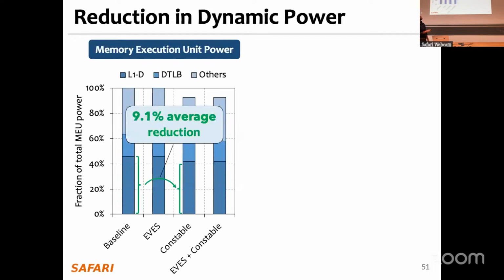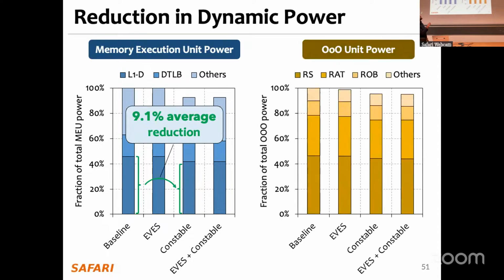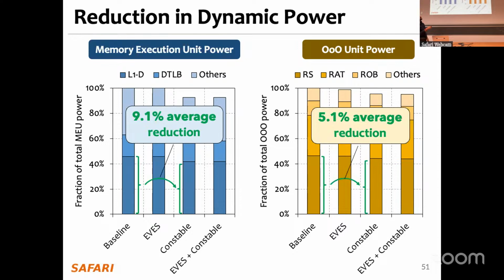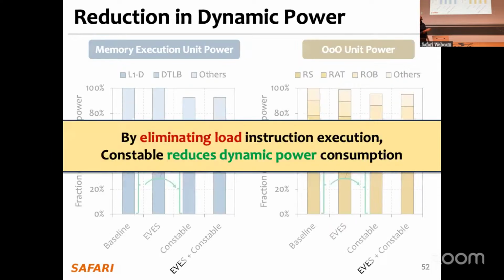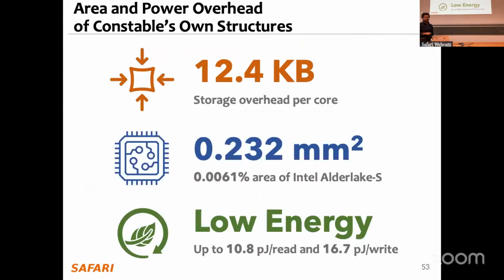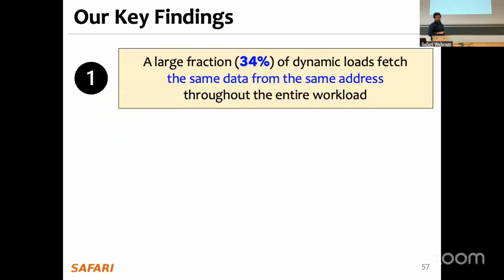And this directly transfers into energy savings. What we are seeing is a reduction in dynamic power. As you can see, the L1 data cache dynamic power gets reduced by 9.1%. Similarly, the reservation station, which is the prime factor of the out-of-order unit power, gets reduced by 5.1%. So those are the benefits, and there's the overhead. Obviously it's not that high, but for sure this is a complex mechanism. If you want to implement it in a processor, there might be questions about verification and so on. But we believe this is a significantly lower overhead compared against just doubling the number of load ports.